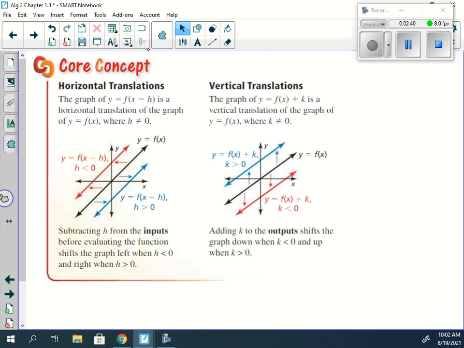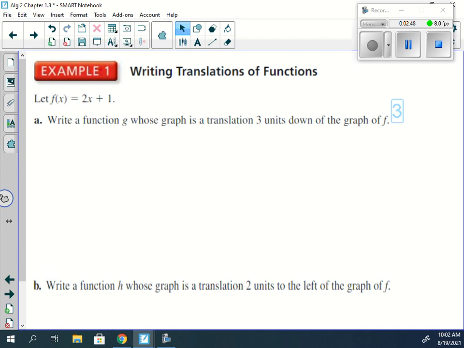Again, we're changing what goes into the function with our horizontal. Vertical, we're changing what comes out. Okay, so let's look at this here, and we'll start looking at these as we go.